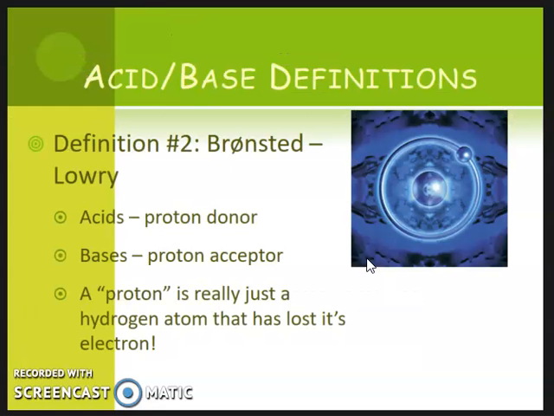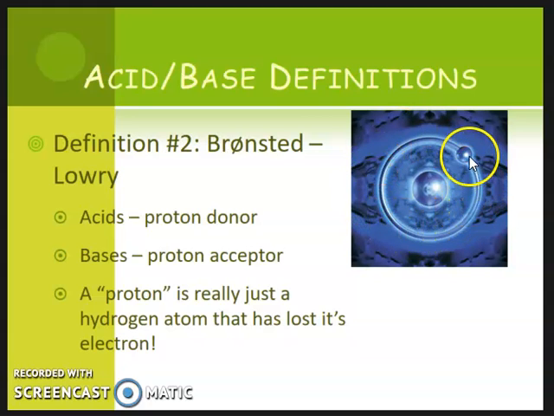Now the Bronsted-Lowry is another definition of acids and bases. This one just says that acids have got that proton on them. How did they get a proton on this? Well, right here is a hydrogen atom, and inside the hydrogen atom, if you look on your periodic table, it has one proton in the center. It has no neutrons when we do our Bohr model, and it's got one electron hanging out there.